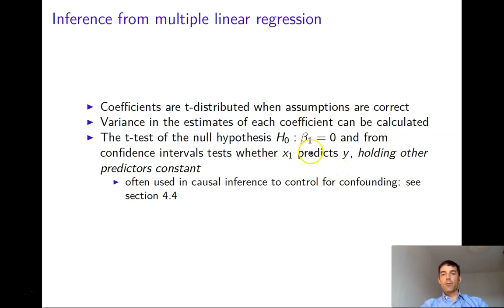And that, for a single coefficient, can be interpreted as a test of whether this predictor x1 predicts y while holding other predictors constant. And that holding other predictors constant is a property often used in causal inference to control for confounding, as there's some discussion of in 4.4, and we'll talk a little bit about in this course, but you will hear a lot more about in your Epi2 class.